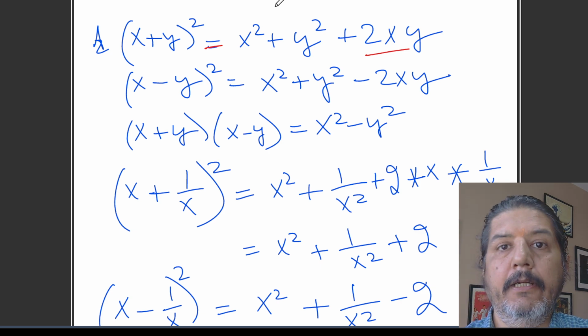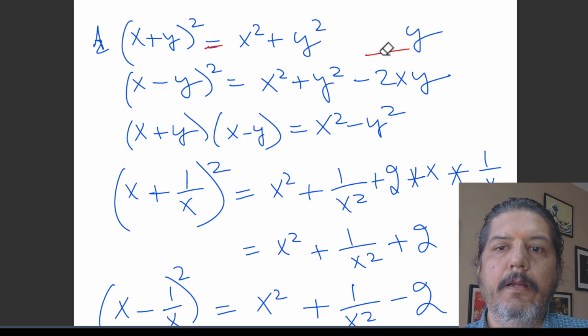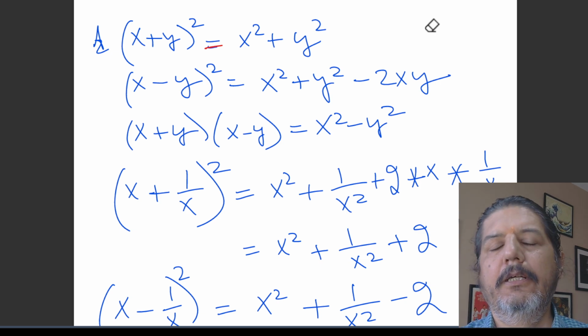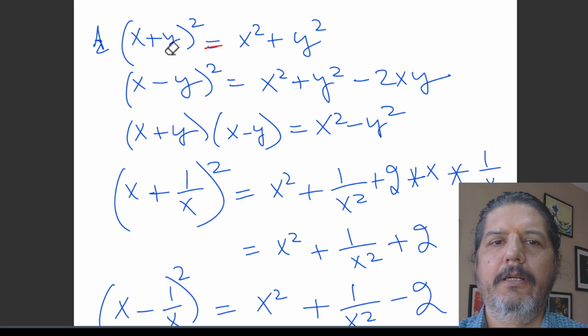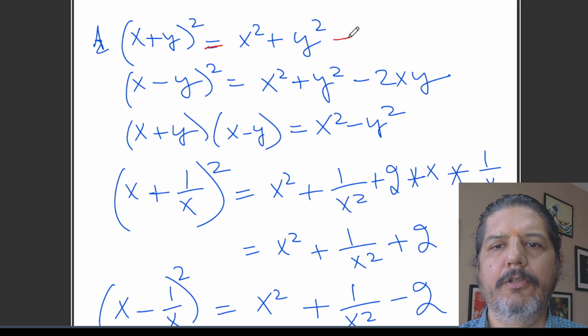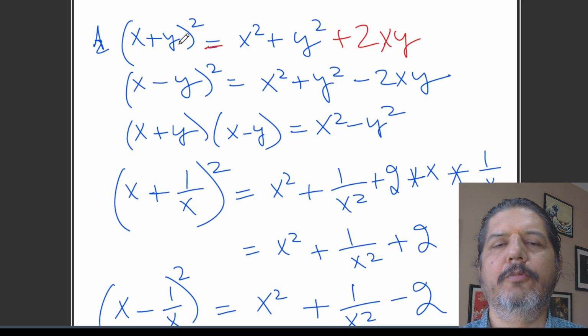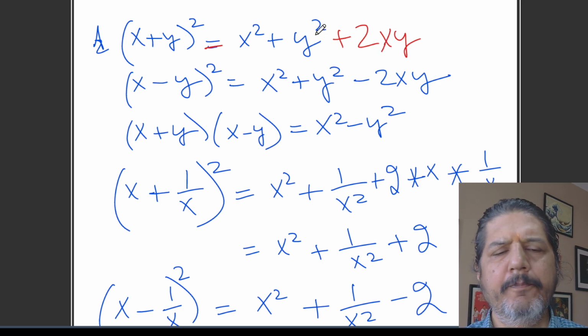Now, one important thing before we go forward is, most of the students make this mistake that they assume that (x plus y) whole square is equal to x square plus y square. No, that is not true. (x plus y) whole square is equal to x square plus y square plus 2xy. This is the complete formula. So don't assume that (x plus y) whole square is equal to x square plus y square. It's a very typical mistake.